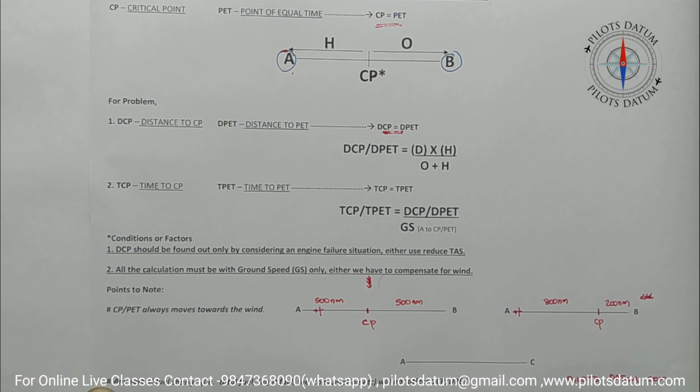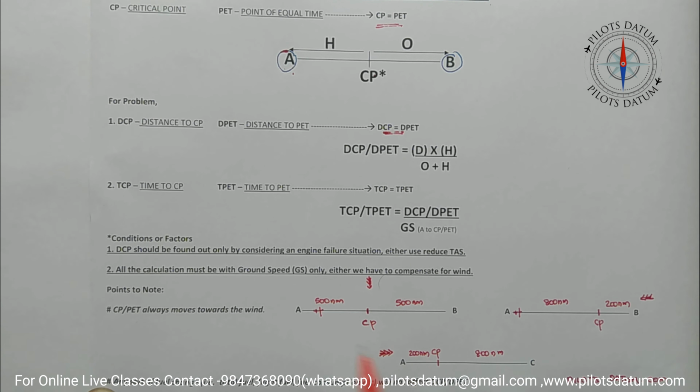In the third example, an aircraft is traveling from point A to point B, and the wind is from this direction, that is, from the point of origin. So CP will actually be moving towards the wind, as I told you. So CP will move closer to our point of origin. So this will be 200 nautical miles and this will be 800 nautical miles, just an example again. So this will be CP. The conclusion of this part is that CP will always move towards the wind.